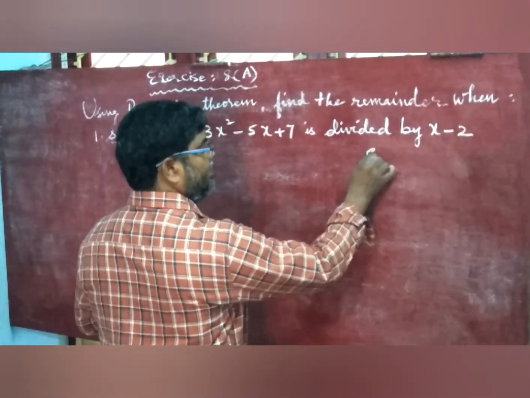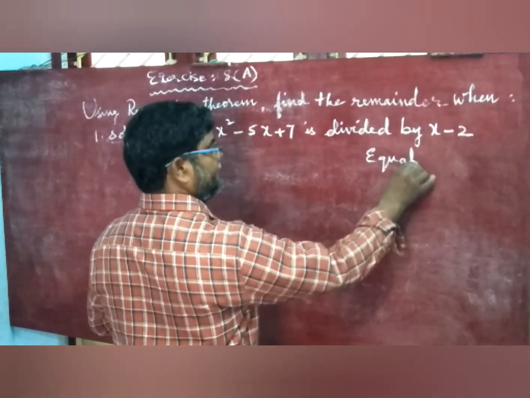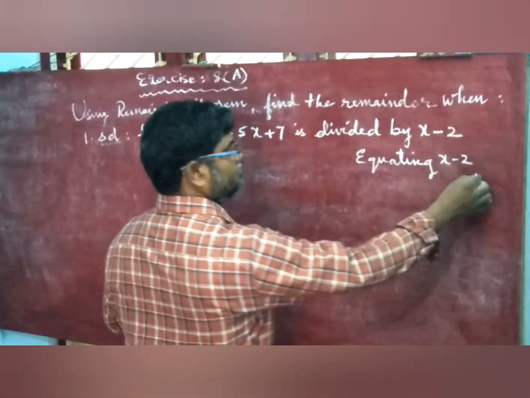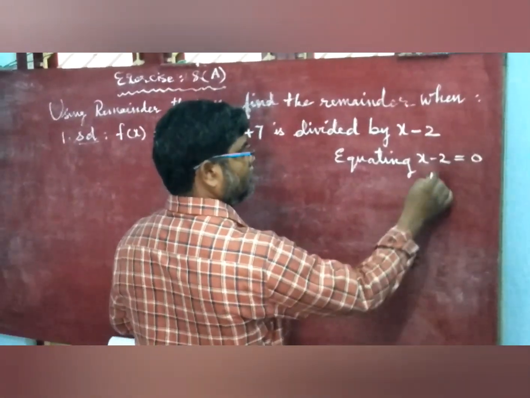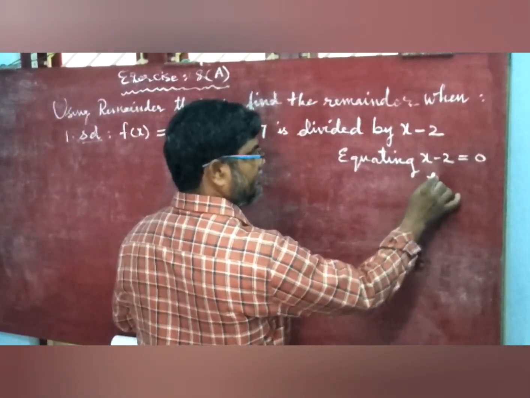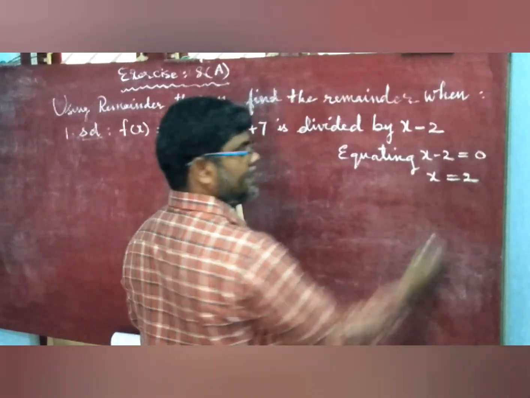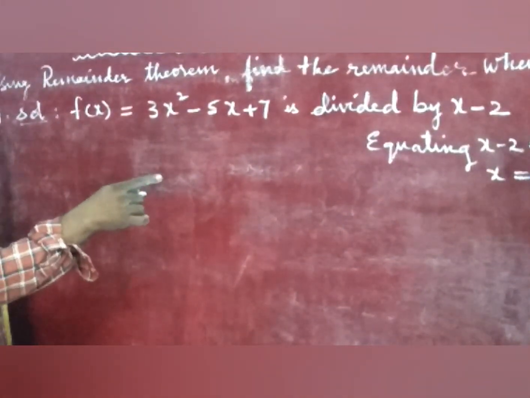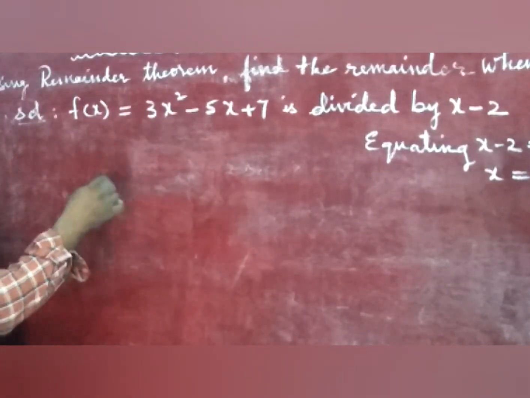We have to equate x minus 2 to 0. Minus 2, when it goes to that side, becomes plus 2. So x is equal to 2. Now, in the place of x, we are going to substitute 2.